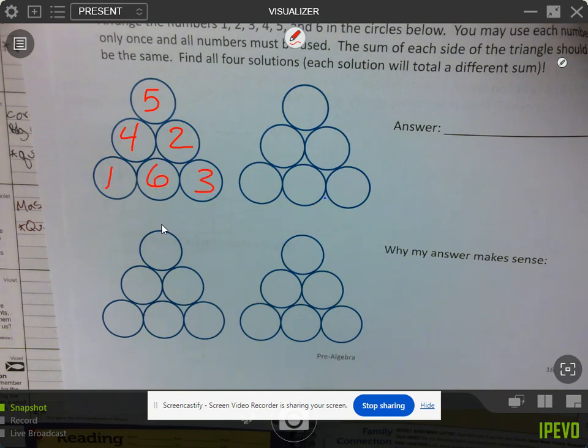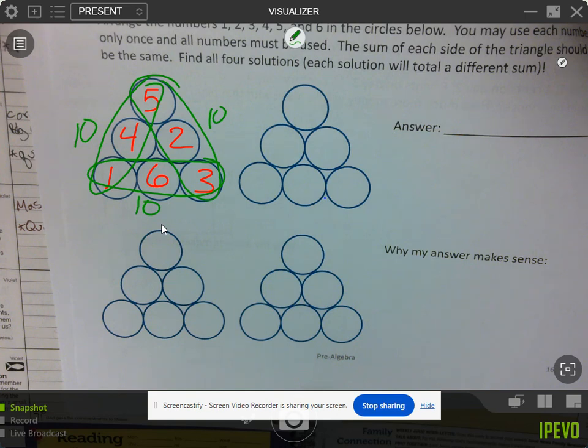So if we look at this, 5 plus 4 plus 1 is 10. 5 plus 2 plus 3 is 10. 1 plus 6 plus 3 is 10. He used each number one time, and each side equals the same number. There are no other triangles that will equal 10.